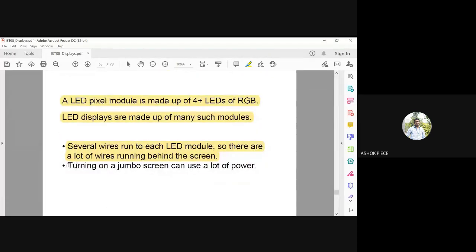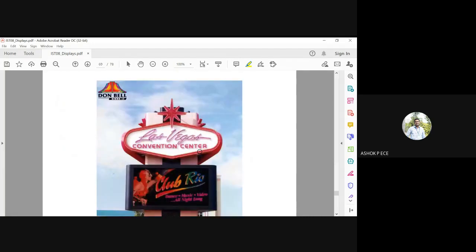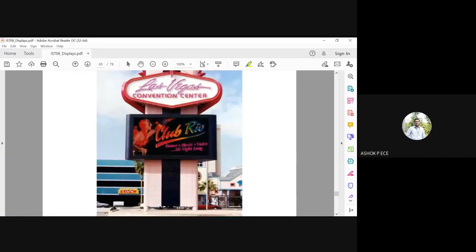Turning on a jumbo screen can use a lot of power. Yes, definitely. When you have multiple numbers of LEDs in your system, you can see a lot of power consumed by the LED display. A lot of power will get consumed because all the LEDs are going to glow. So this is an LED display. You have an LED display here.